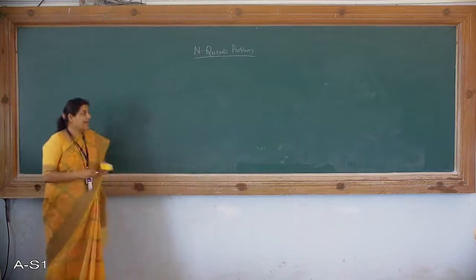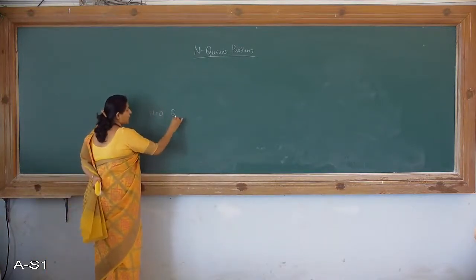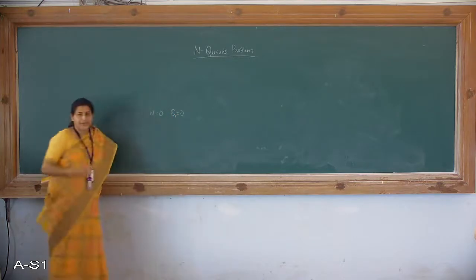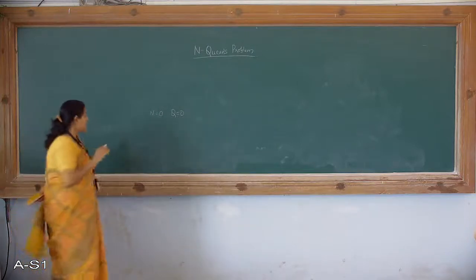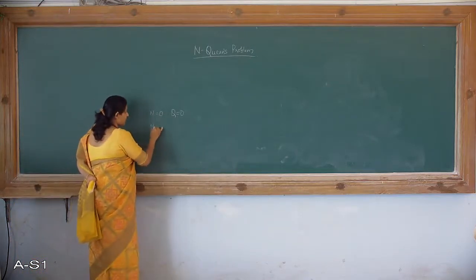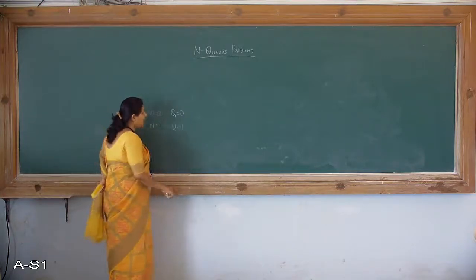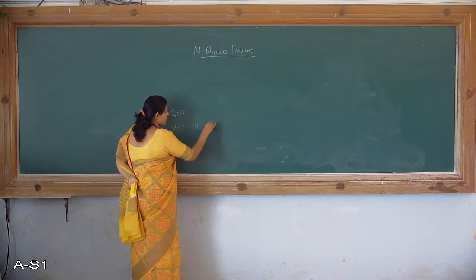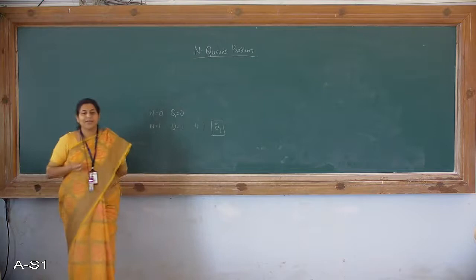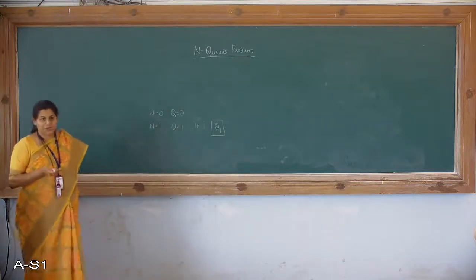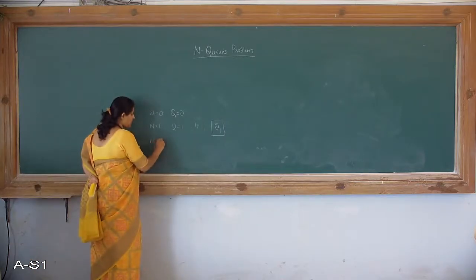Say if n equals 0, meaning queens are 0, it cannot be possible, so it's not a problem. Say n equals 1, the number of queens to be placed would be 1, and the matrix would be 1 cross 1. I can easily place it, so this is a trivial solution. Then let us go for n equals 2.